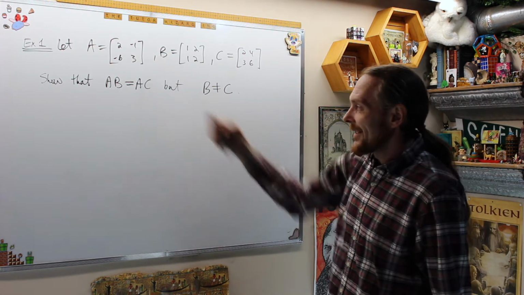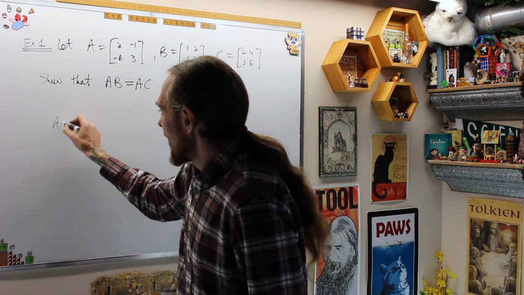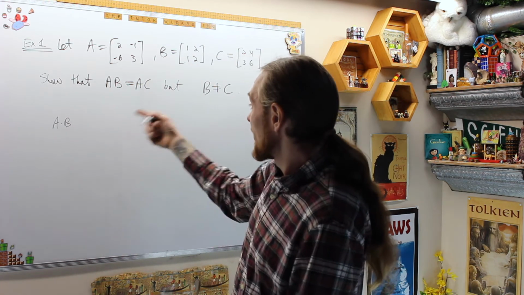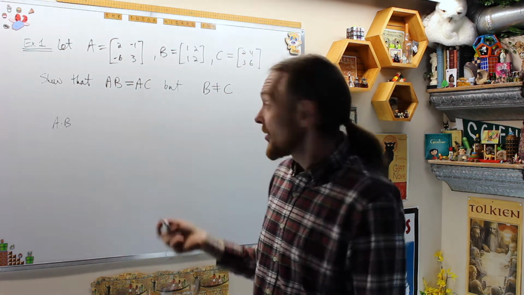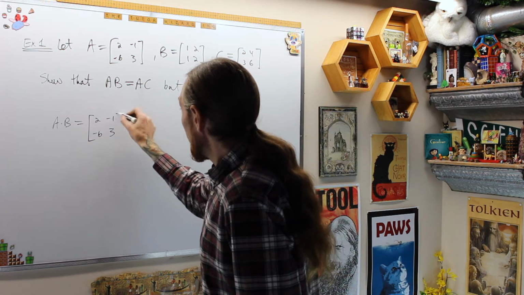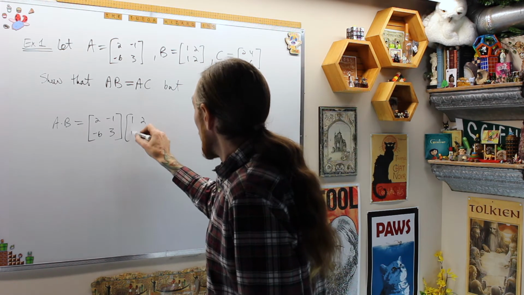All right, let's do what it said now. I'm going to show what A times B is. This is 2 by 2 times 2 by 2. The inside indices match, and it's well posed, and it'll be 2 by 2 also. This says I'm going to have the matrix with rows 2, negative 1 and negative 6, 3, times the matrix with rows 1, 2 and 1, 2.